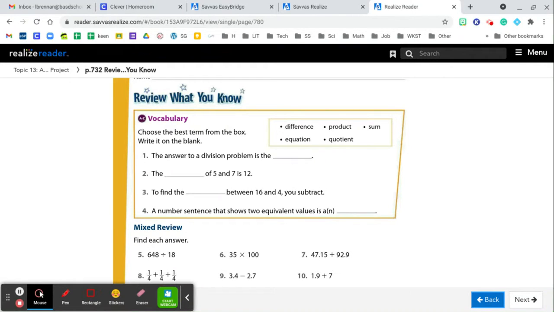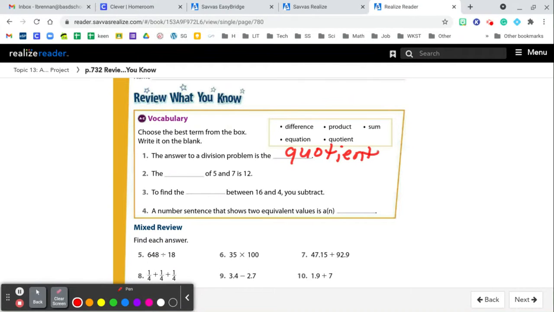The answer to a division problem is the quotient, if you said quotient, you are correct. The blank of 5 and 7 is 12. The sum of 5 and 7 is 12. To find the blank between 16 and 4, you subtract, and we say the difference. So these are key vocabulary words that we use in fifth grade. We don't use the words minusing and plussing. We say the sum.